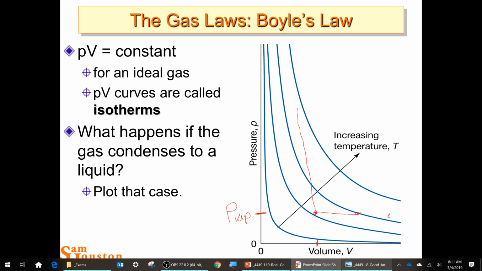And so you have the gas, which I'll call vapor, V, vapor. Then you have V, vapor plus liquid, and then you have liquid only. So that's what condensation would look like. And you see, the ideal gas has none of that in it. Okay. Ideal gas, you just have these nice isotherms.